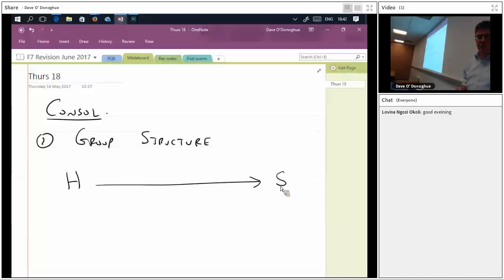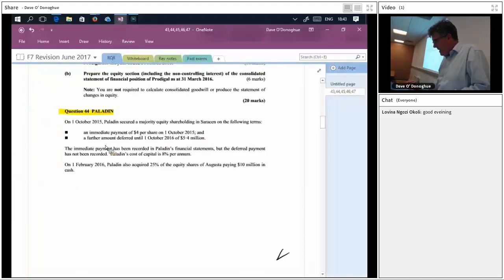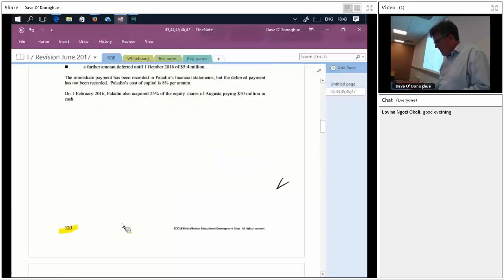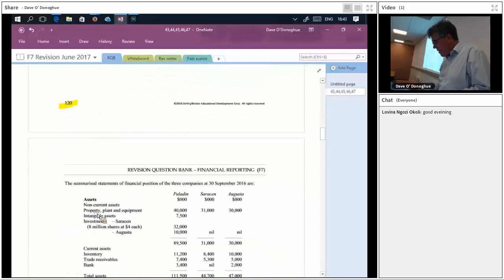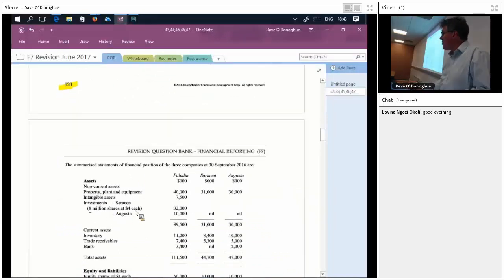So you've got the holding company and the sub. What's the first thing you want to establish about the holding company? First thing we want to establish is the shareholding. If you're just taking this question here, how much of this company did we acquire? What information are we given? We're told that a majority equity shareholding was acquired with an immediate payment. Okay, they don't tell you how much. When you look at the investment, they tell you that we acquired 8 million shares at $4 each.